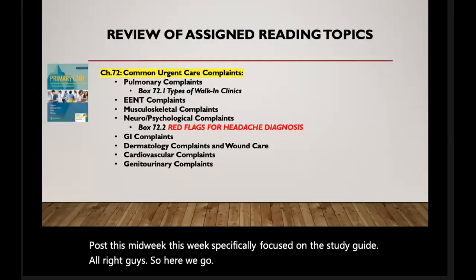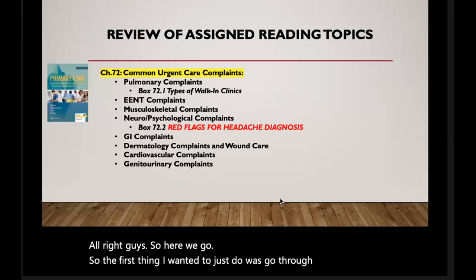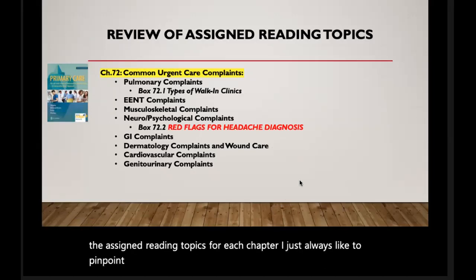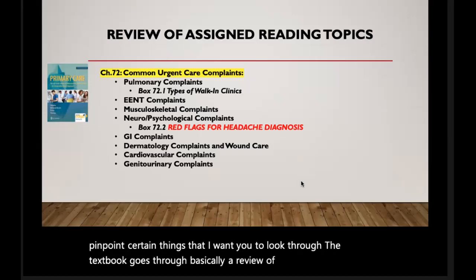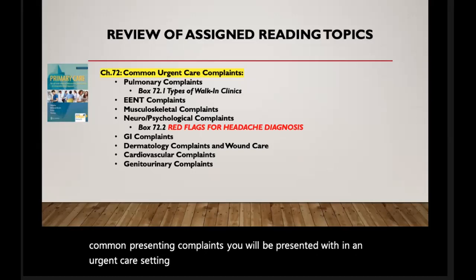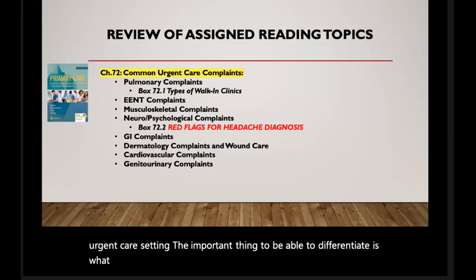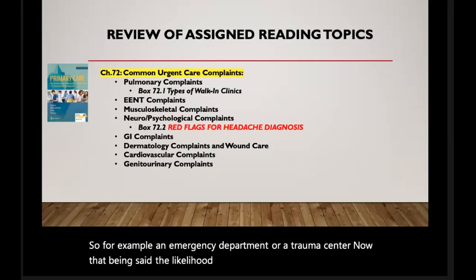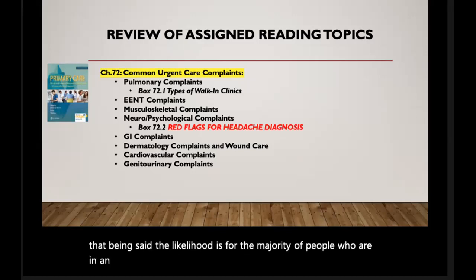So the first thing I wanted to do was go through the review of the assigned reading topics for each chapter. I just always like to pinpoint certain things that I want you to look through. The textbook goes through basically a review of systems and the most common presenting complaints you will be presented with in an urgent care setting. The important thing to be able to differentiate is what is treatable in urgent care versus what requires a higher level of care, for example, an emergency department or a trauma center. Now, that being said, the likelihood is for the majority of people who are in an emergent situation, they are going to be calling 911 or going directly to the emergency room.